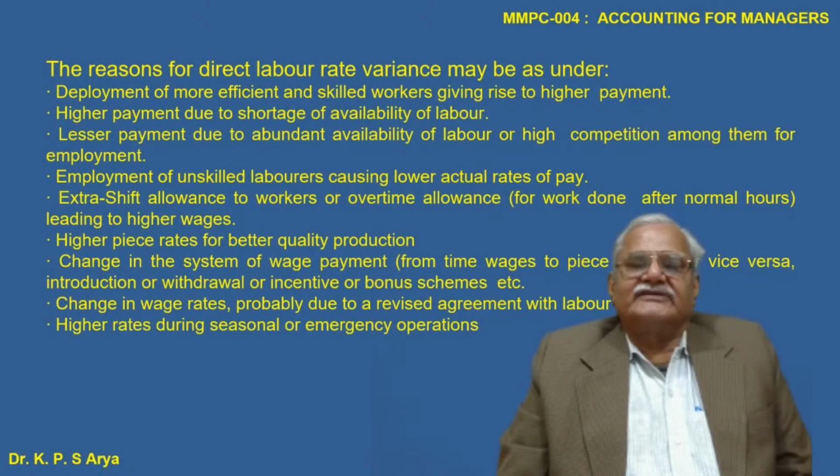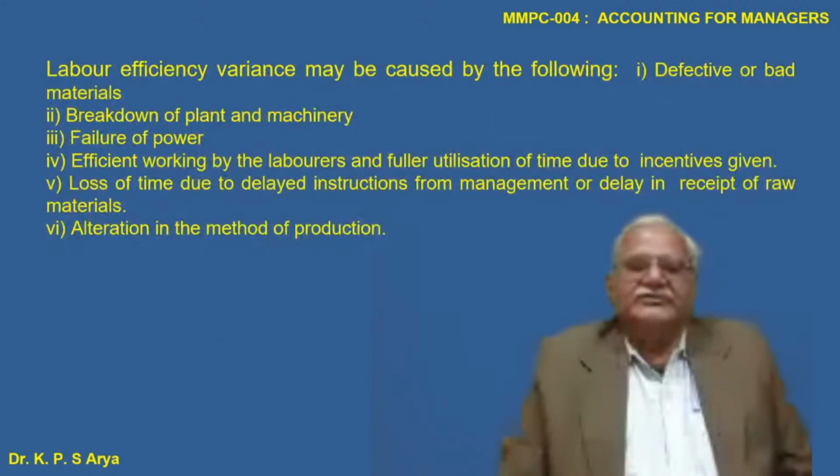Now, the reasons for direct labor rate variance may be deployment of more efficient or skilled workers giving rise to higher payment; higher payment due to shortage of availability of labor; lesser payment due to abundant availability of labor and high competition among them for employment; employment of unskilled labor causing lower actual rate of pay; extra shift allowances to workers or overtime allowance for work done after normal working hours, leading to higher wages; higher piece rates for better quality production; change in the system of wage payment from time wage to piece wages or vice versa; introduction or withdrawal of incentive or bonus schemes; change in wage rates probably due to a revised agreement with the labor union; and higher rates during seasonal or emergency operations.